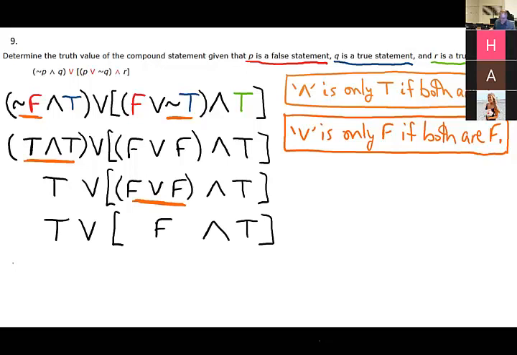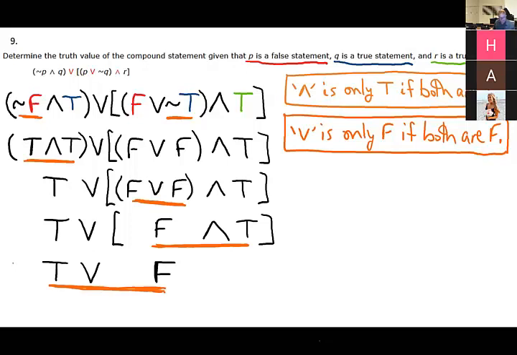And now we're down to one last set of parentheses. Again, parentheses and brackets are interchangeable. So we're down to that last set of brackets, parentheses, whatever you want to think of it as, and that's an and. The memory aid for and is it's only true if they're both true. Well, they're not both true, so that means it's false.